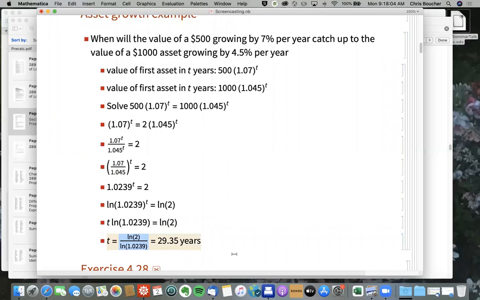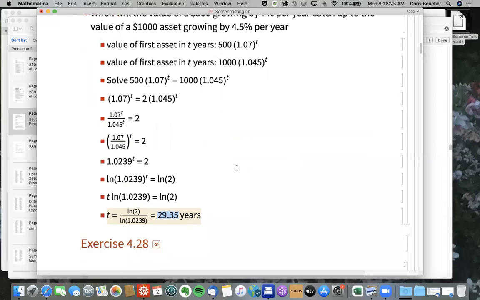And if you do that blue thing on a calculator, it comes out to 29.35. And that's our solution, right? In 29.35 years, these assets will sort of cross paths, right? The initial asset will, at exactly this point in time, be worth the same amount as the $1,000 asset. And then after that, it will be worth more.